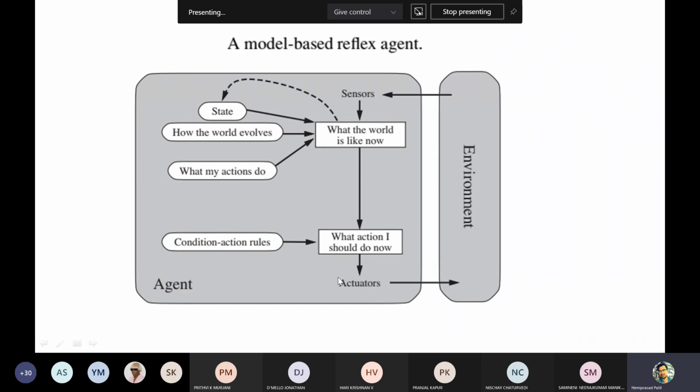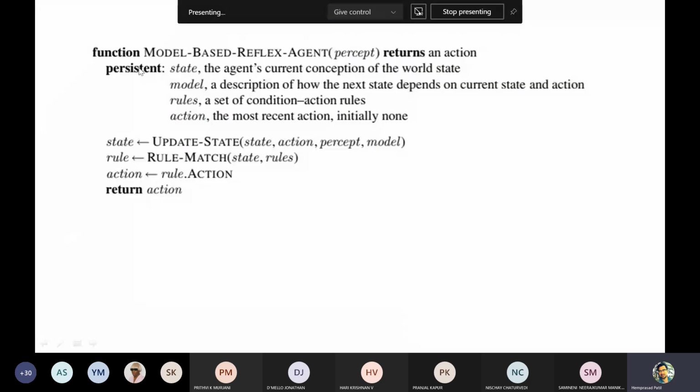So we have to build the model. MOG is the name, the mixture of Gaussians model for background subtraction. This is the model we are going to discuss later on, in the last module. So this model-based reflex agent has a percept as input, and it returns the action to the actuator.